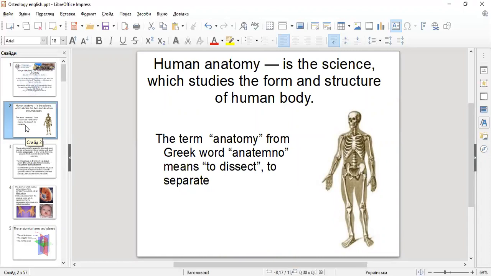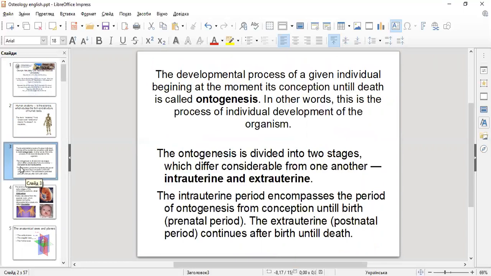Human anatomy is a science which studies the form and structure of the human body. The term anatomy comes from the Greek word anatemno, which means to dissect, to separate. The developmental process of a given individual, beginning at the moment of its conception until death, is called ontogenesis. In other words, this is a process of individual development of the organism.